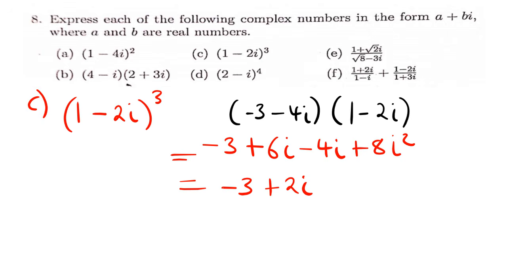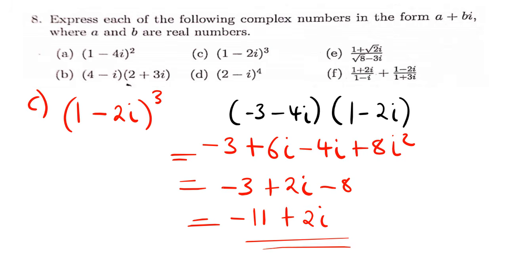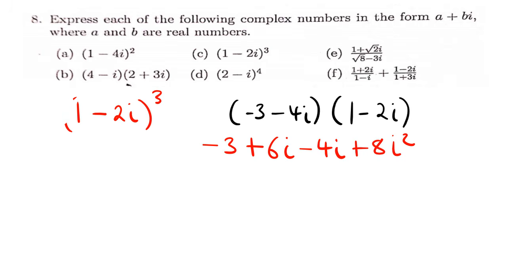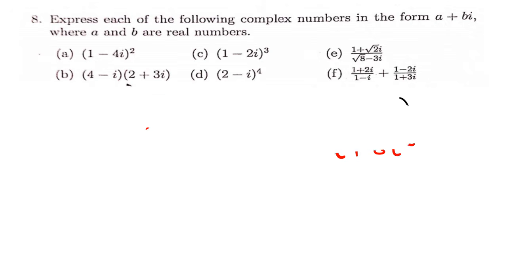Okay, then we've got i squared. I squared, we say it's negative 1. So negative 1 multiplied by the 8 that it is attached to, I'm going to have negative 8. Then now I solve negative 3 minus 8. That will give me a negative number, negative 11 plus 2i. So this will be my final answer. So these questions are not very hard to solve.